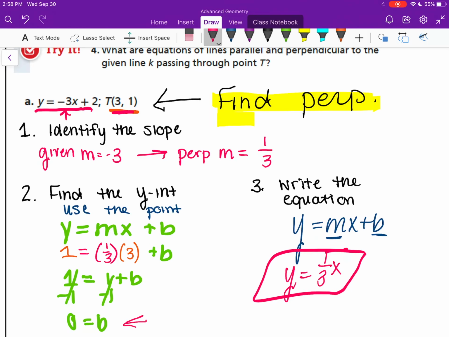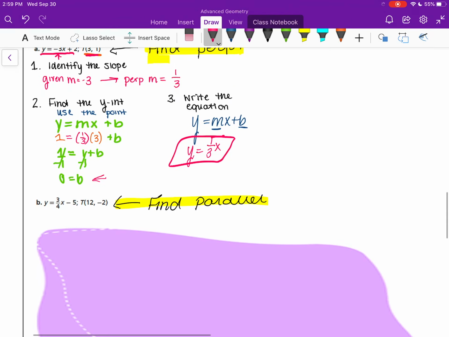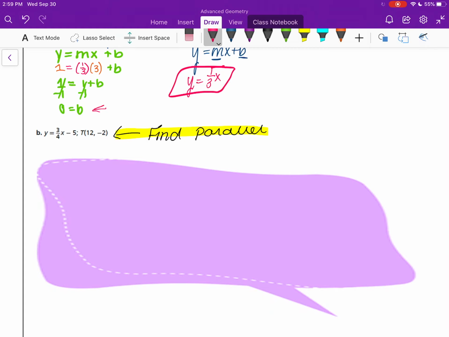All right, you are going to use these 3 steps to find the equation of the line that is parallel to the given line in part B and goes through the point 12, -2.